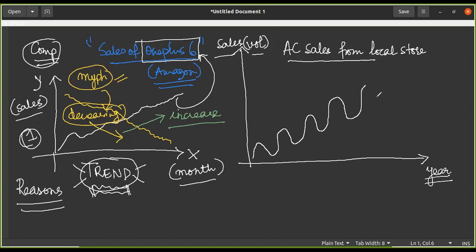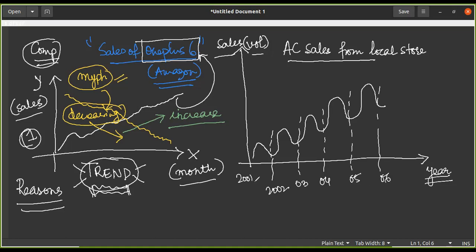There are certain points in time in the year. Let me explain. Let's say these lines that I'm drawing belong to each and every year which is there in the data. Let's say I have only 5 years of data, starting from 2001, this is 2002, this is 2003, 04, 05, 06. So if I have these 5 years of data, you see what is the pattern here.